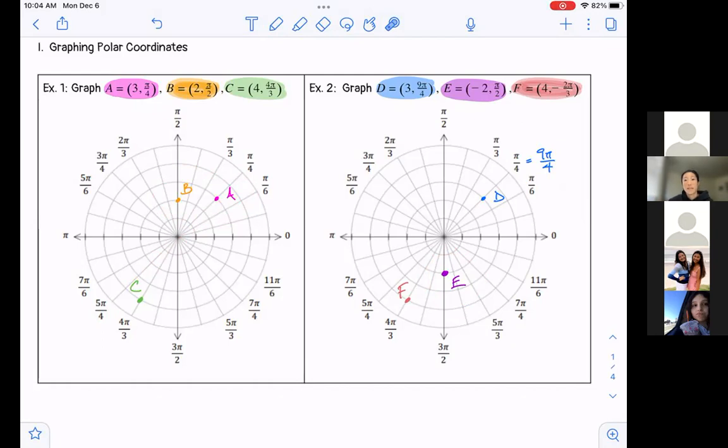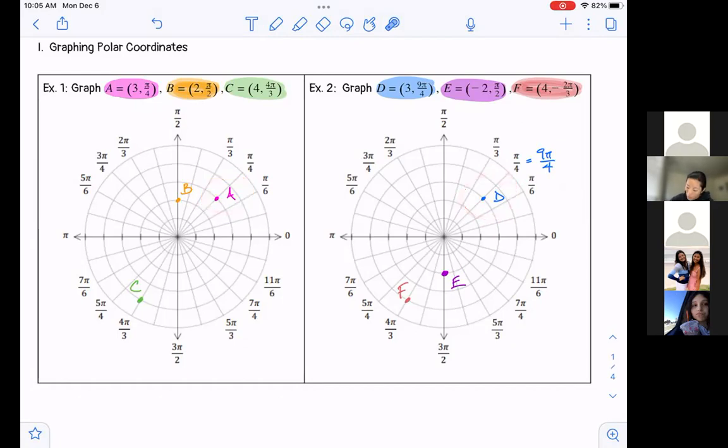Oh, A and D are the same. Let's see. A is pi over 4 and 2, oh, sorry, 3 circles out. D, like Casey said, is also at pi over 4 and 3 units out. I would agree. A and D are exactly the same.